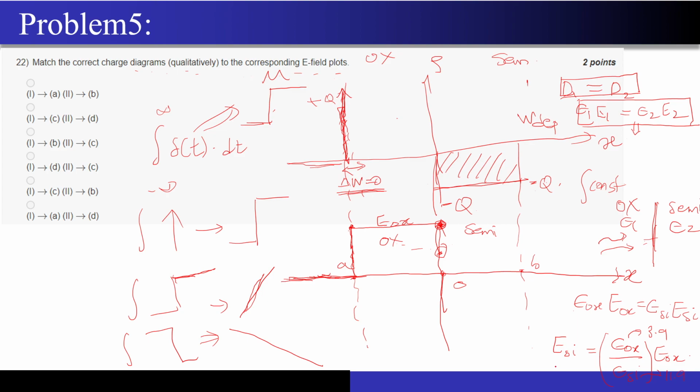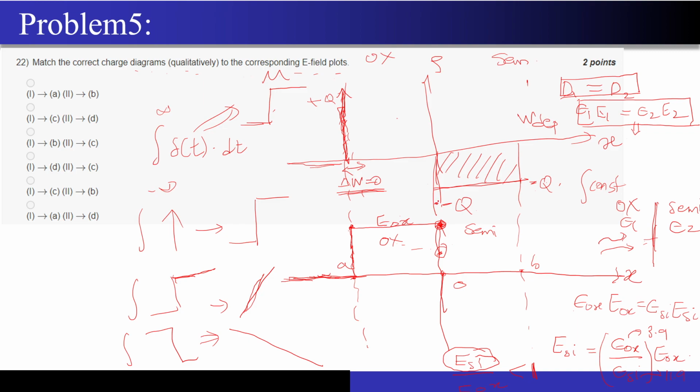So this ratio, ESI upon EOX, is always less than 1, right? That means the electric field in the silicon, if it is not continuous, will start at a lower value compared to the electric field of the oxide.